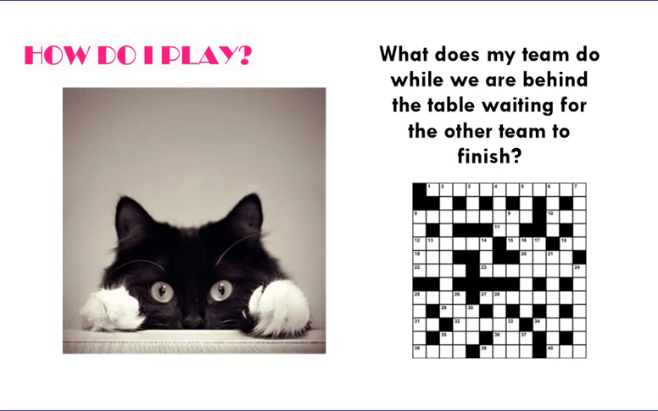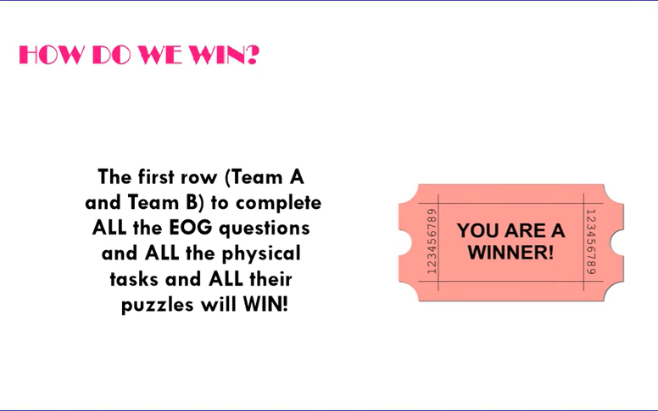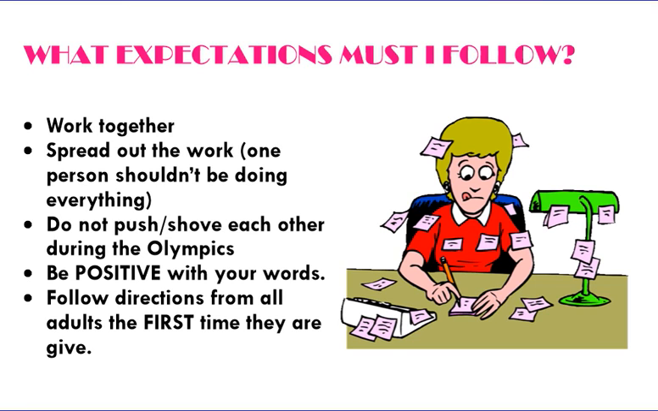So what do I do when I'm standing behind the table while the other team is working on their questions and physical challenges? Well, we're going to have some brain teasers and puzzles for you to work through so that your mind stays fresh for the next EOG question. So how do I win? Well, the first row, which is made up of Team A and Team B, to complete all the EOG questions, remember there's 16, and all the physical challenges, there's 16 also, and all of their puzzles back at the table will win.